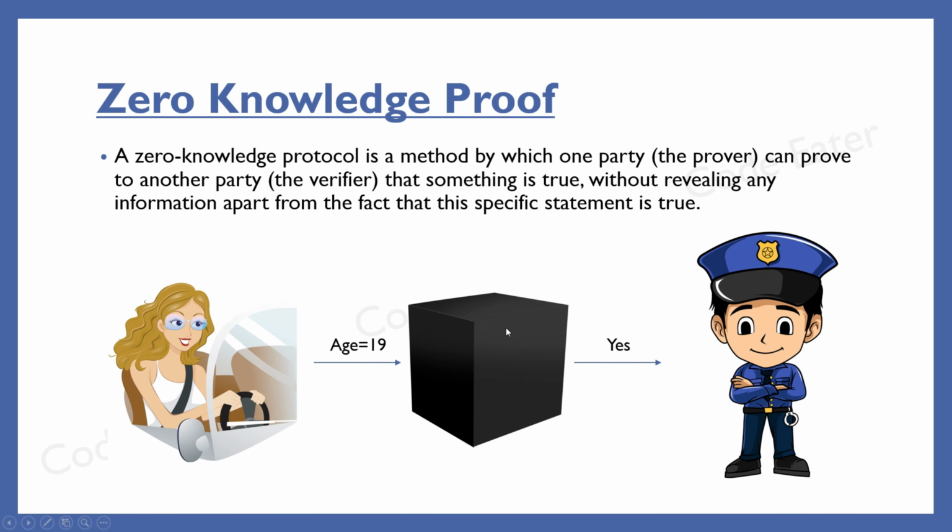Okay, but for now, this is what zero knowledge proof is: you do not need to reveal information which is not required, and you only provide that particular information, and not directly to that particular person.